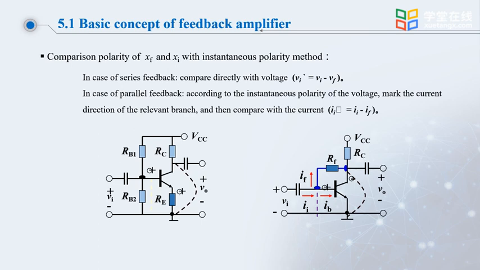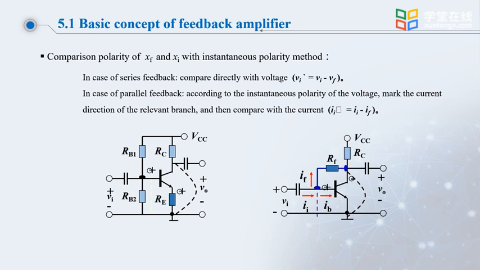So let's look at this. The VF returned from the feedback is an instantaneous increase. It's an instantaneous positive. What is the effect of this instantaneous positive feedback signal on the net input signal of the basic amplifier? Its net input signal is VBE, and now, as the potential at point E increases, VBE gets smaller, because VBE equals VI minus VF. Now the potential at point E rises, so VBE actually gets smaller.